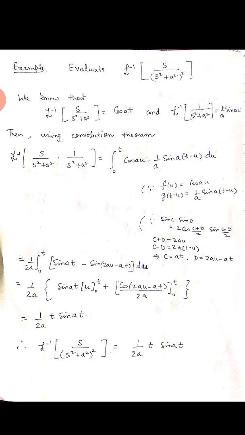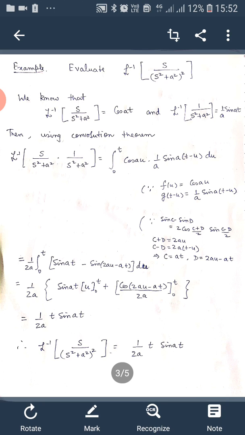expression: 1 over twice a times t sin at. So the inverse Laplace transform of the function s over (s square plus a square) whole square is equal to 1 over twice a times t times sin at.